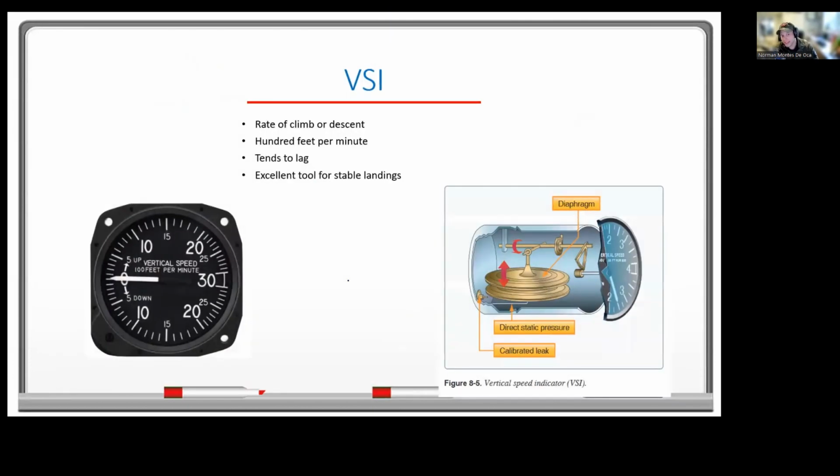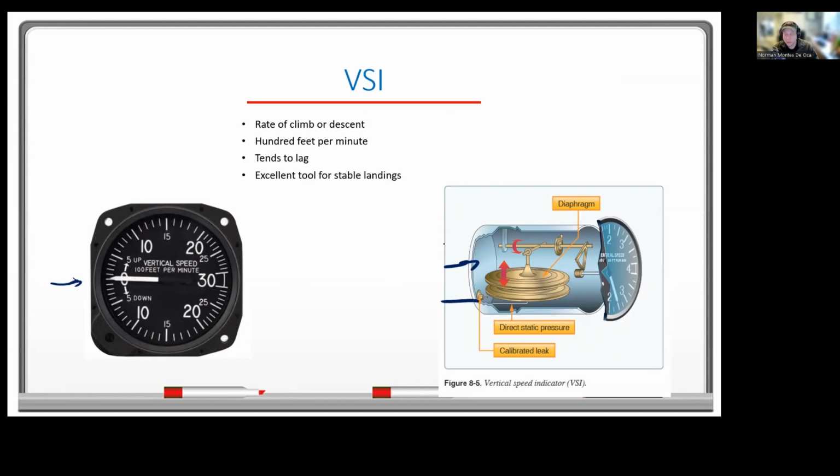Now let's talk about the VSI, the vertical speed indicator. This tells us the rate of climb or descent. Similar to the altimeter, it has two portions to the unit. We've got the diaphragm, which takes in static pressure from the static port, and then there's a calibrated leak on the outside, on the shell. If the two air pressures are the same, the VSI will show zero feet per minute climb or descent. We are not changing air pressure.